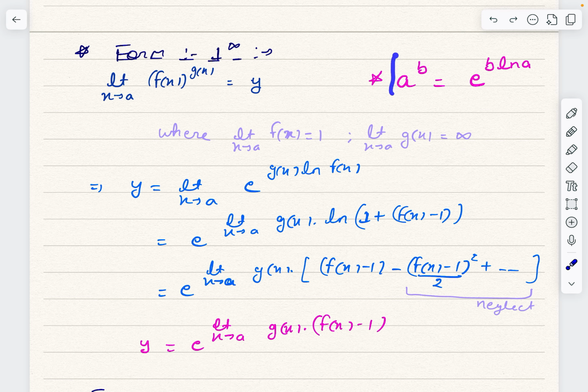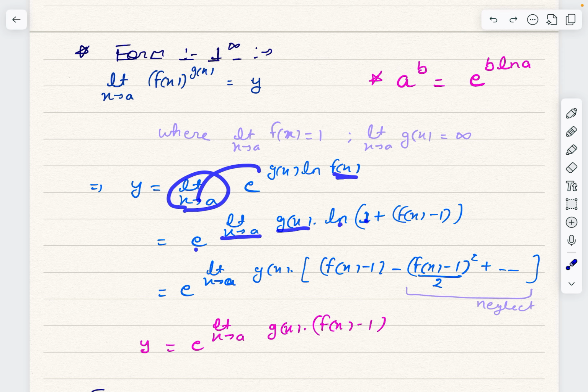Then how do we solve this? We have this trick here. We can write a power b as e power b ln a, using the properties of logarithm. If you don't know this, you can just look into the logarithm class, where the properties of logarithm will be there. So using that, we can write f(x) power g(x) as e power g(x) times ln f(x), with the limit as x tends to a. You can take this limit in the power.